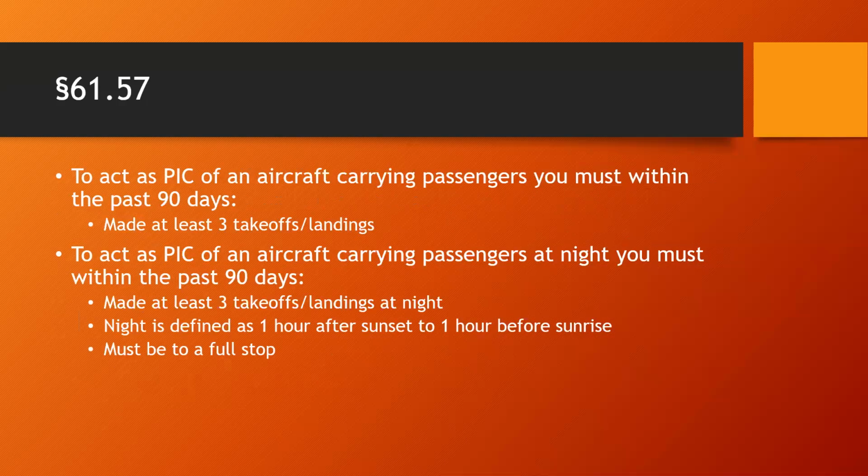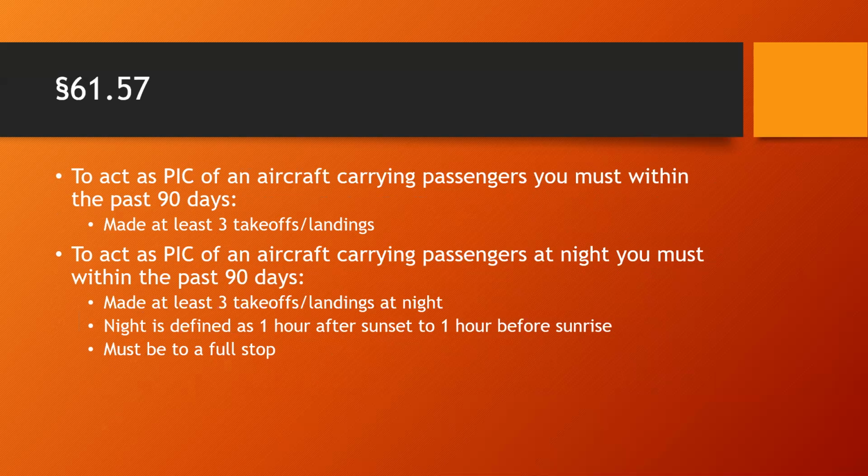All right, part 61.57. To act as PIC of an aircraft carrying passengers, you must within the past 90 days have made 3 takeoffs and landings. And to act as PIC of an aircraft carrying passengers at night, you must within the past 90 days have made at least 3 takeoffs and landings at night. And it must be 1 hour after sunset to 1 hour before sunrise. And they have to be to a full stop.